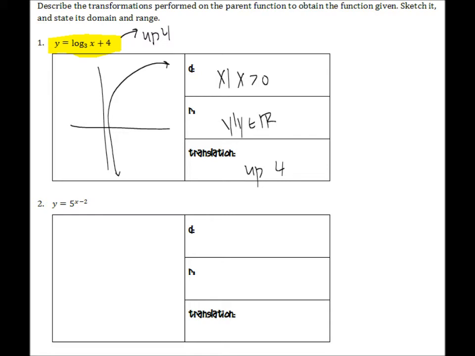In example 2, it's the same deal except we have an exponential function, 5 raised up to the x minus 2 power. This minus 2 on the inside sends this function to the right 2 spaces. Again, we can sketch this curve. The parent function of an exponential looks like that, but this specific exponential got shifted to the right too.